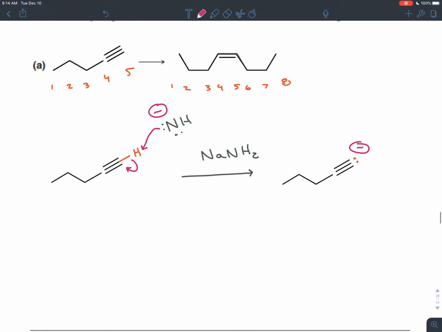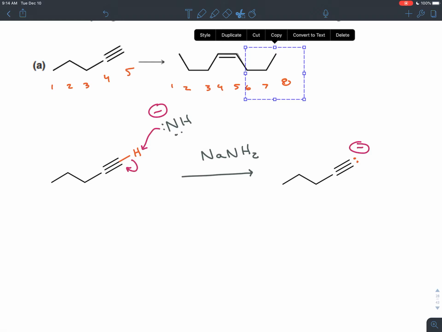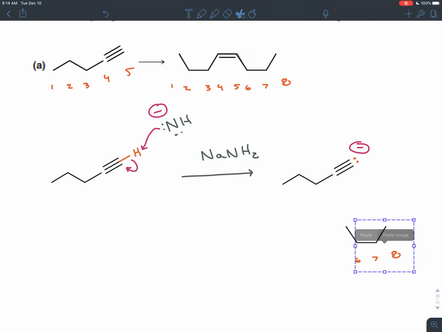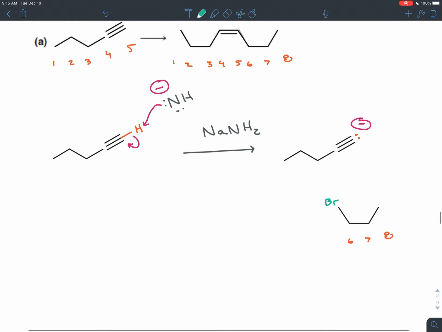Now, it doesn't look like that's a big change, but it really is, because this carbon nucleophile can now participate in SN2 reactions. We can take the part of this molecule that we want to add on, those carbons 6, 7, and 8, and instead of being bonded to carbon number 5, we can have them bonded to a leaving group, like a bromine. Where we want this nucleophile to attack, we just put a leaving group on it. That gives us an alkyl halide that we can use.